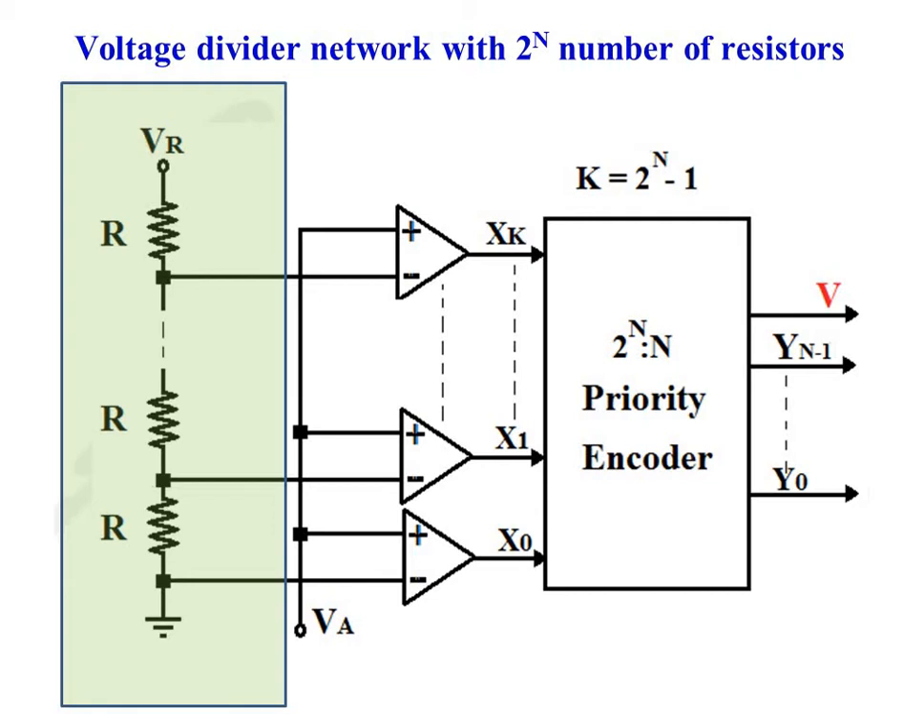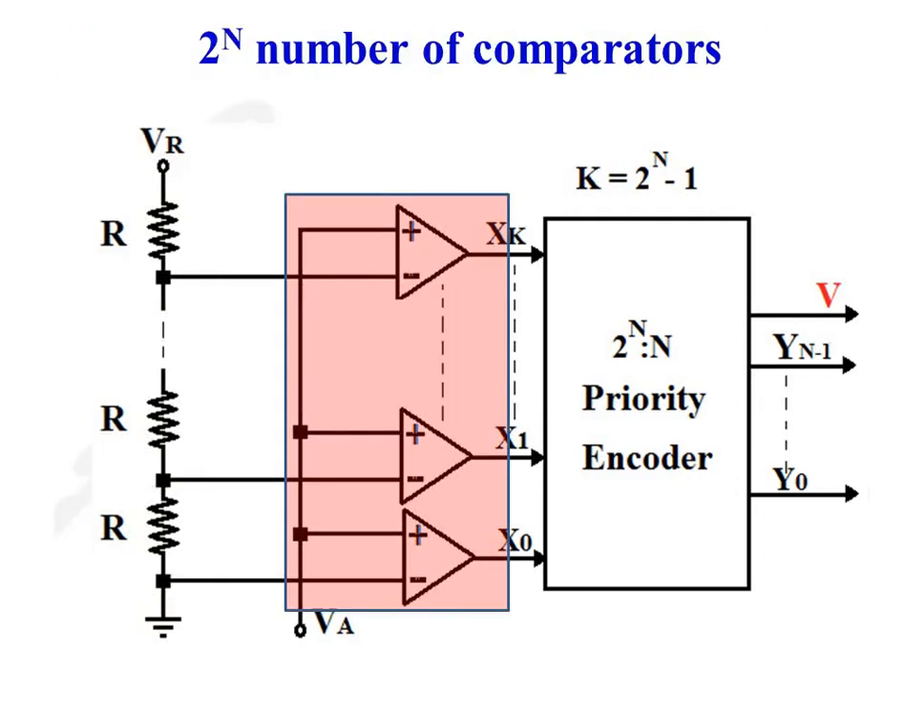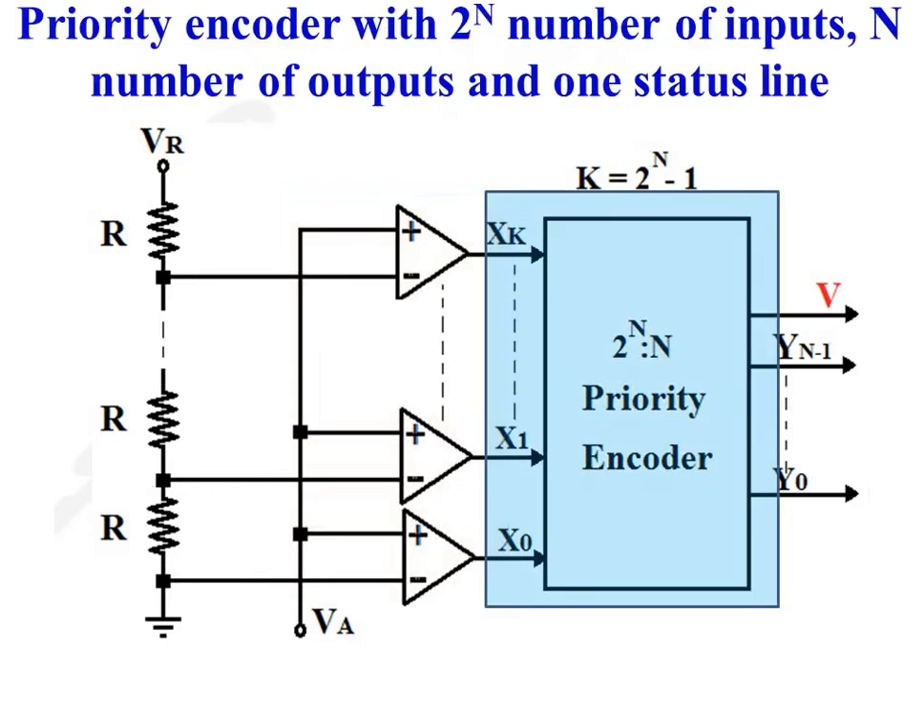So this is the voltage divider network with 2 raised to n number of resistors. This is the comparator network with 2 raised to n number of comparators. And this is the priority encoder with 2 raised to n minus 1 number of input lines and n number of output lines with status output line V.